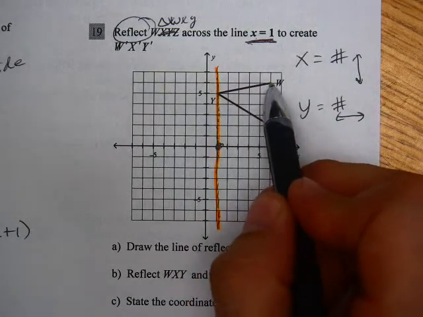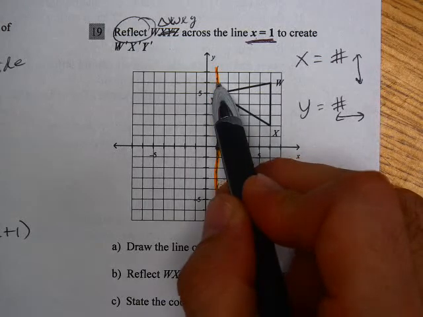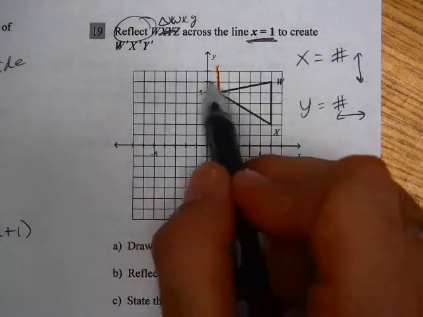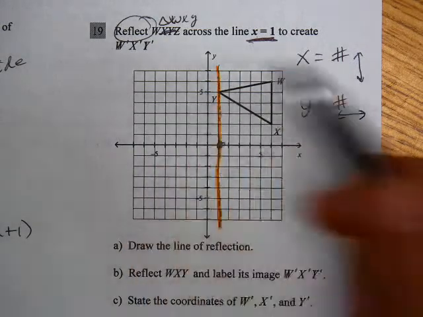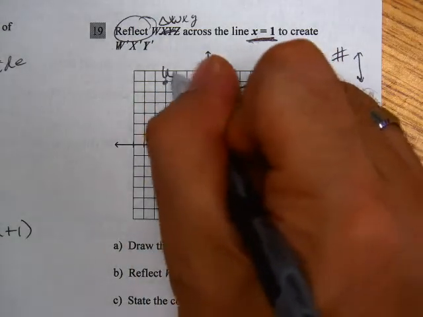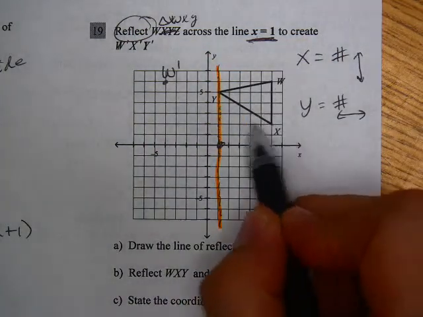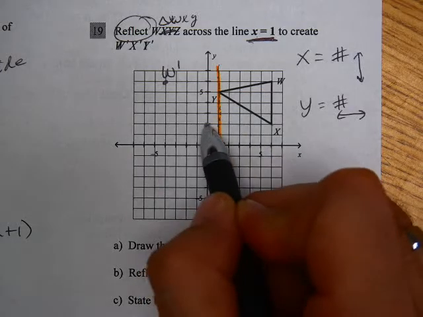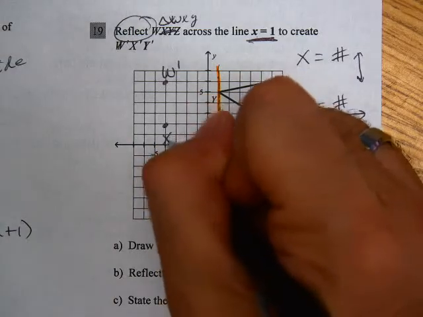But point W is 1, 2, 3, 4, 5 units away from my dashed line, from that line x equals 1. So I'm going to go the same direction on the other side. 1, 2, 3, 4, 5 units. That's where my W prime will end up. X prime, it looks like it's the same distance. 1, 2, 3, 4, 5. There's X prime.